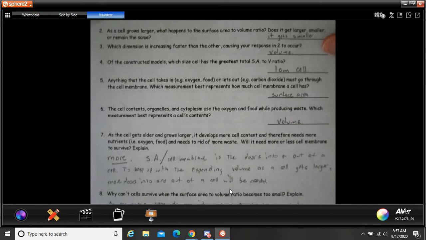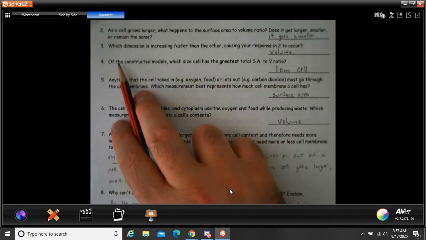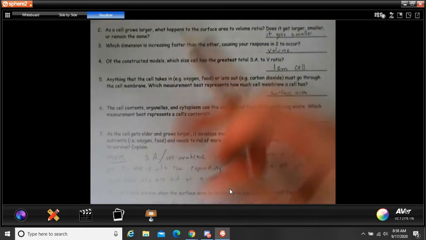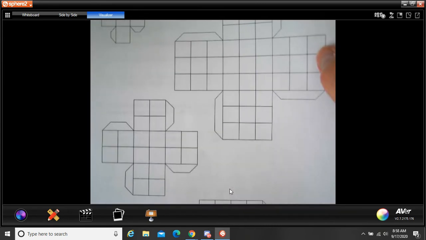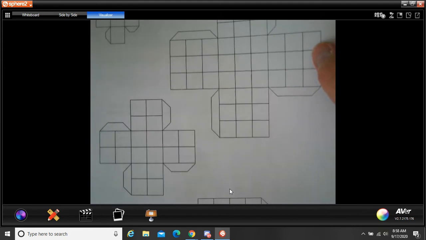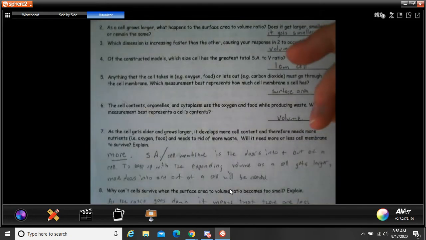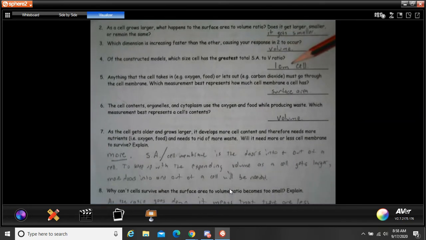Okay. All right, now, of the constructed models, you didn't have to make any. Originally, I had students make models from these, but you don't really gain anything from it necessarily, but it is a good way to visualize the actual difference between the cells instead of just conceptually understanding that they are bigger sizes. Anyway, of the constructed models, the one with the greatest surface area is the 1 centimeter cell, the first cell.